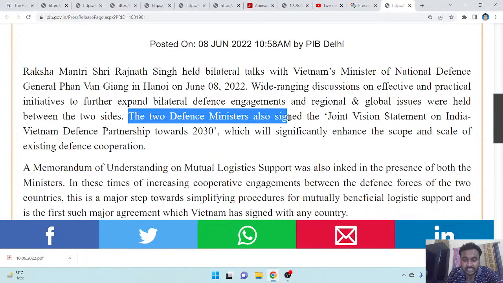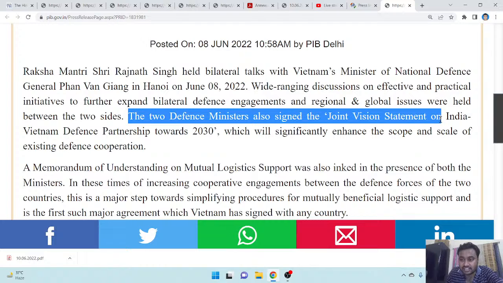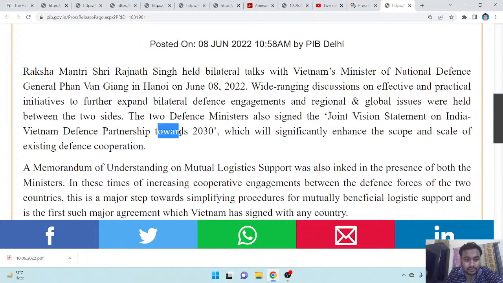The two defense ministers also signed the joint vision statement on India-Vietnam defense partnership towards 2030. Okay, so the target year is 2030. By looking at 2030, India and Vietnam try to strengthen their vision, mission and training. Okay, so this is the name of this treaty, that is the joint vision statement on India-Vietnam defense partnership towards 2030.